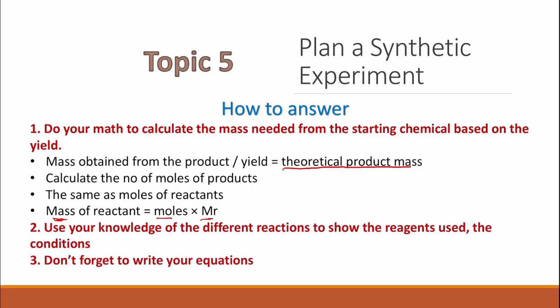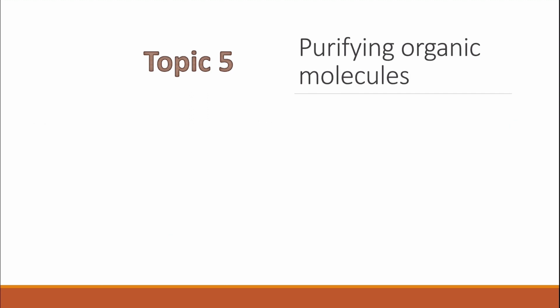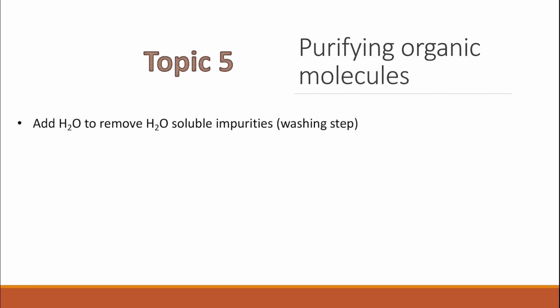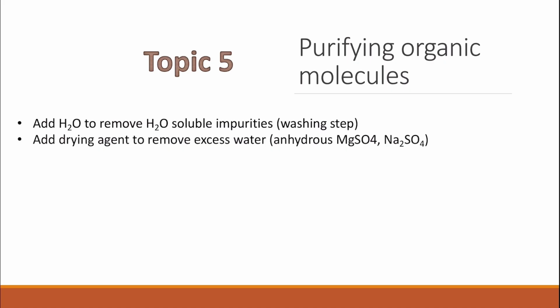And don't forget to refer to purification. So how do you purify your organic molecule? If you have water-soluble impurities, you're going to use a washing step where you add water to remove these impurities. When you have an organic layer at the end, you would need to use a drying agent to remove any excess water. Normally, we would use anhydrous magnesium sulfate or sodium sulfate. Use a separating funnel to remove water-soluble impurities from the product.